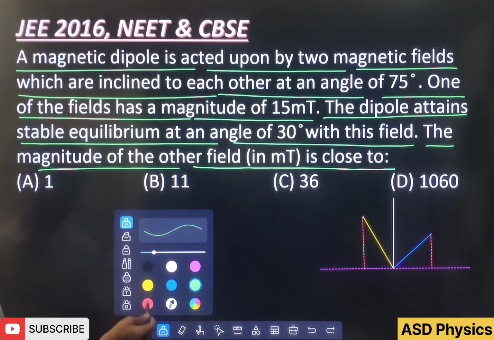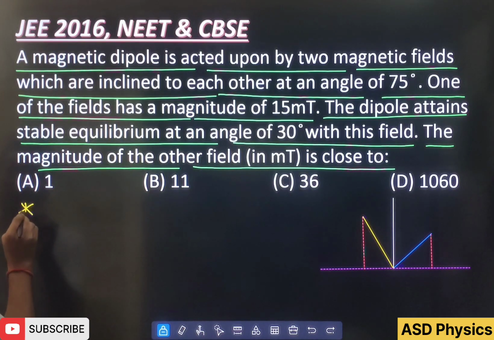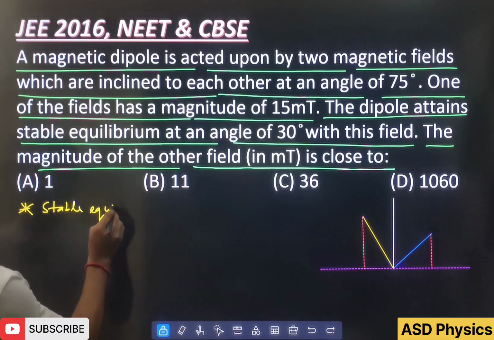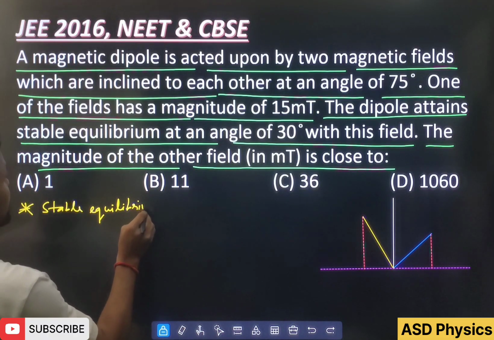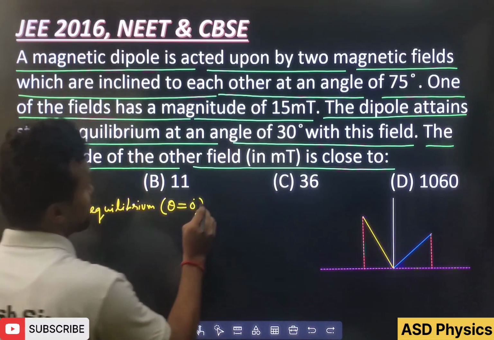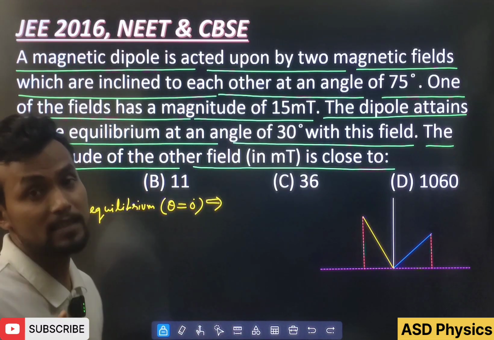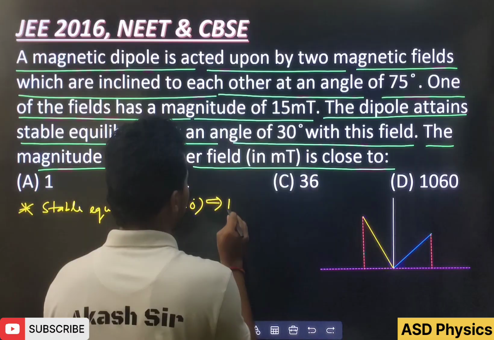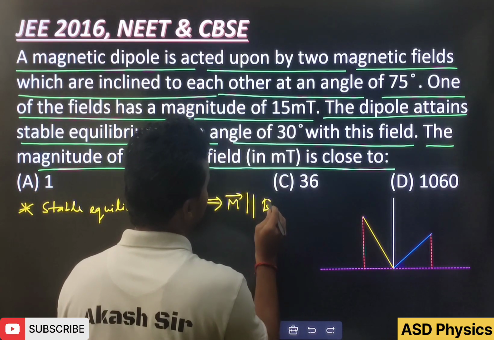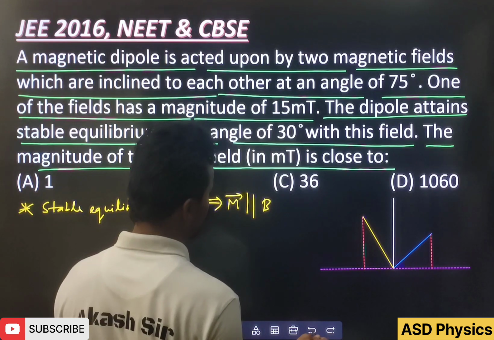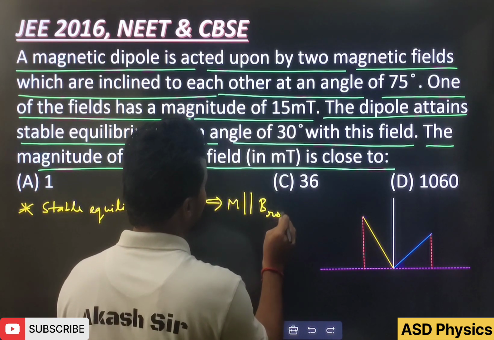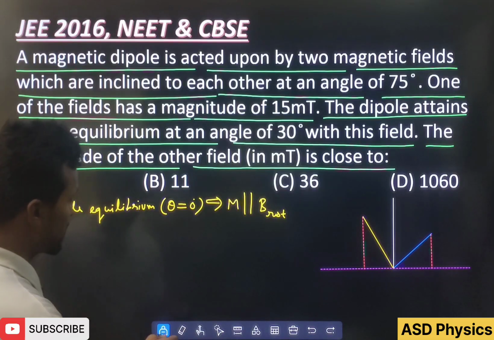Okay, so the key concept for this question is stable equilibrium. Stable equilibrium happens when theta is 0 degree. Theta is what? Angle between magnetic moment and magnetic field. That means magnetic moment and resultant magnetic field. What I am telling is, magnetic moment and resultant magnetic field should be parallel. Is it?